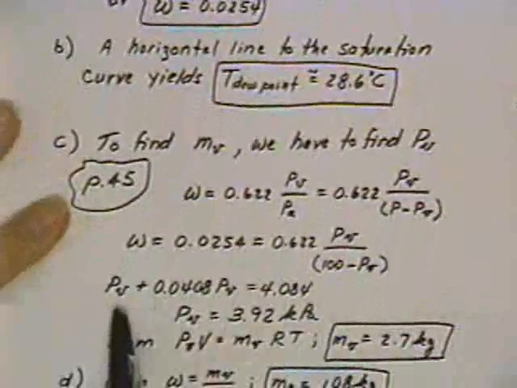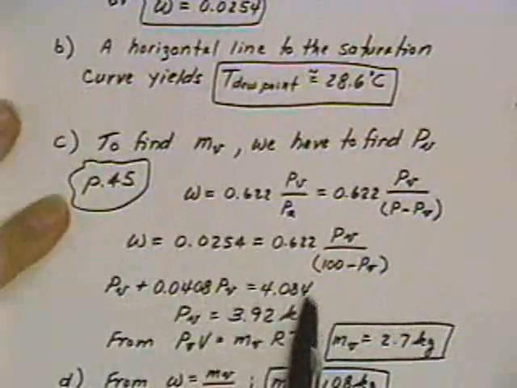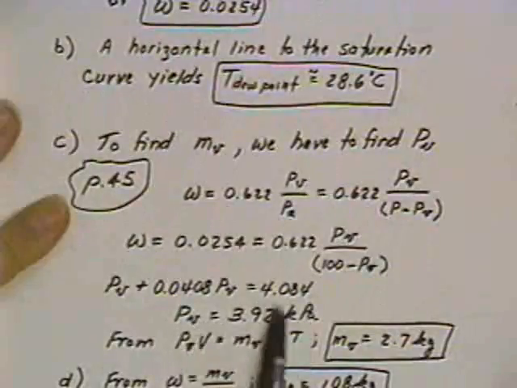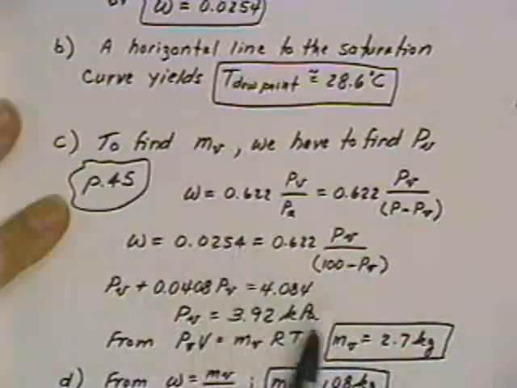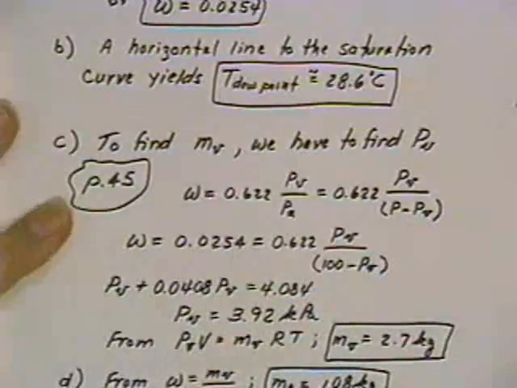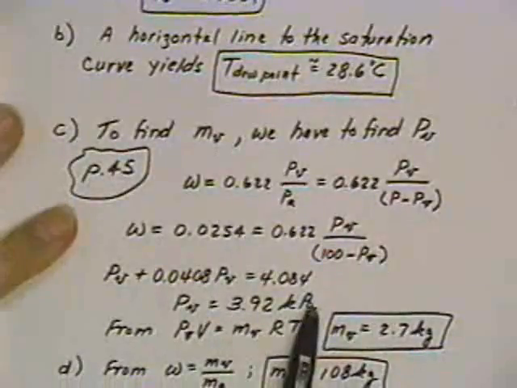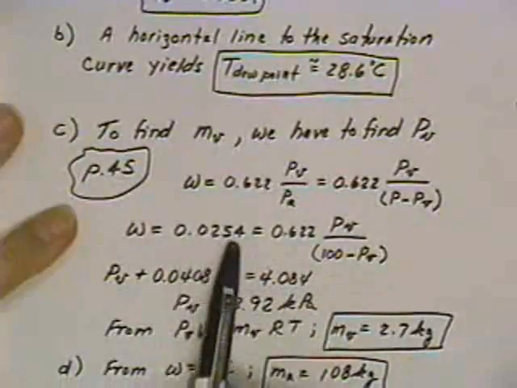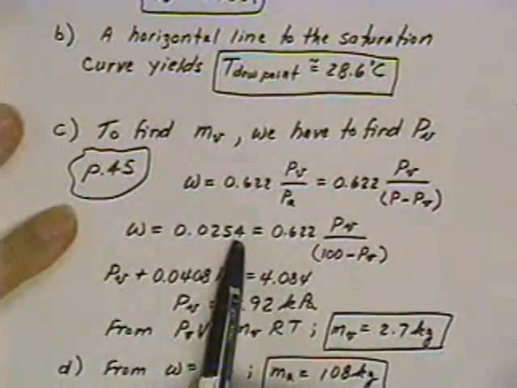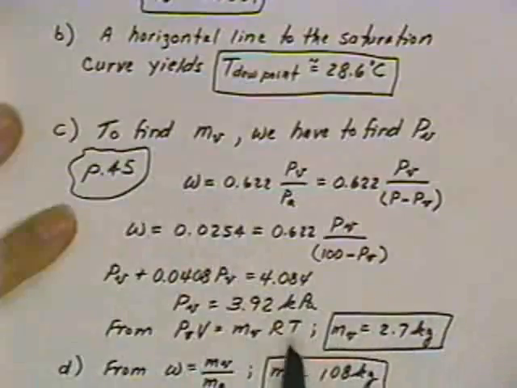A little bit of algebra, but pressure of the vapor plus 0.0408 pressure of the vapor is 4.084, and so calculating out these equations and using the 0.0254 number that I got, I calculated a pressure of vapor of 3.92 kilopascals. The other number that we got was 3.94 kilopascals, so we're pretty close. The difference is, I think this number was 0.0255 before, and 0.0254 was what I read off the psychometric chart. So we're pretty close.